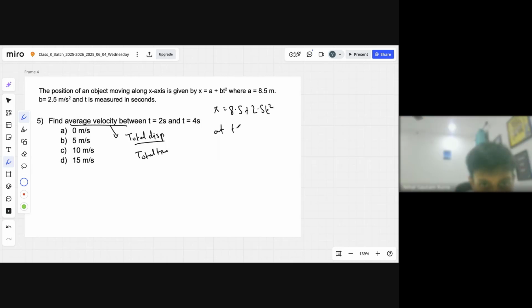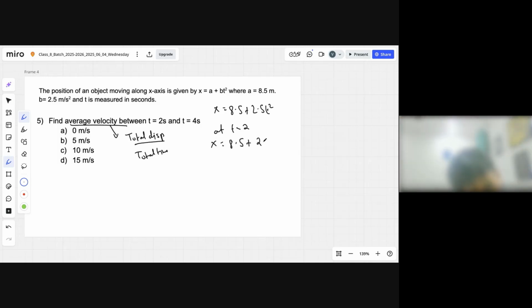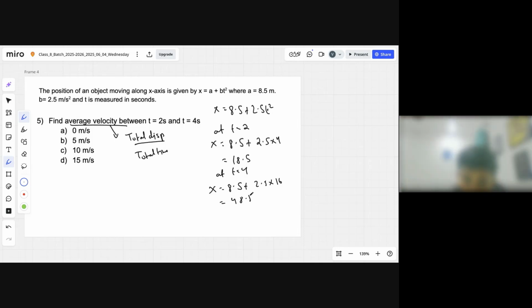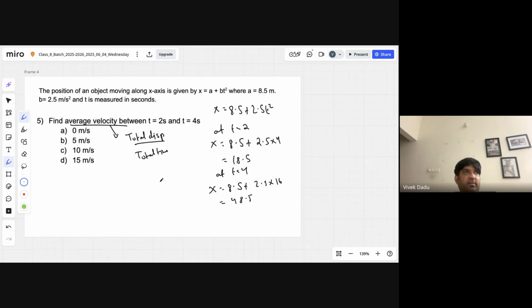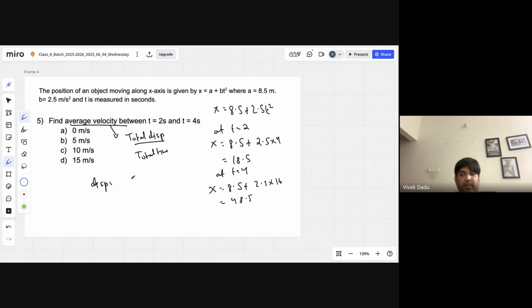So at t equal to 2, x is equal to 8.5 plus 2.5 into 4, that's 18.5. At t equal to 4, x equal to 8.5 plus 2.5 into 16, so 48.5. Do you care in between what happened or you don't in displacement? Sir, we don't. So what is the displacement then? Sir, 30.